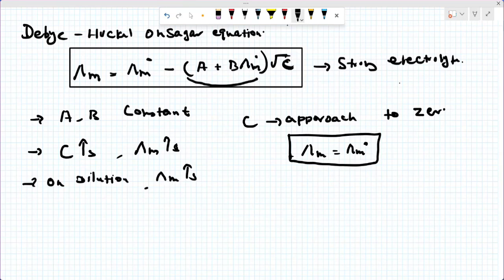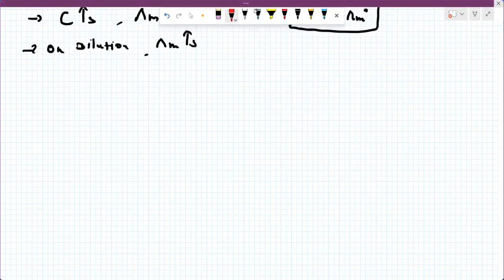Lambda m is the molar conductance. What is lambda m naught? The infinite molar conductance of the respective ions. Understood? Now what is the mathematical equation? Take it as y. Now we are going to plot between the molar conductance and root C. So this is m x, this is c, like the straight-line graph y equals m x plus c. Please note, this graph is very important for exams.